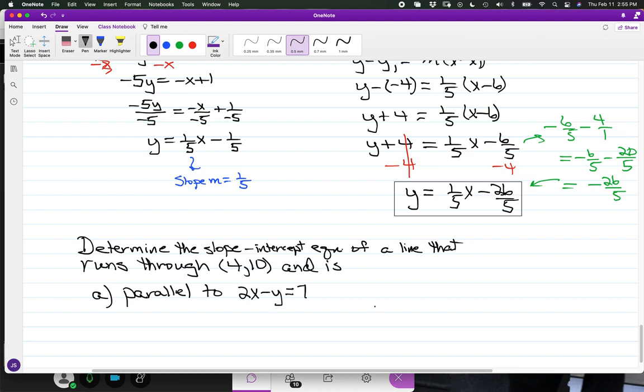And then we have the other part, still working with the same given line, and we'll be looking at that which is going to run perpendicular to 2x minus y is equal to 7. So again, we're working with the same given line. And now for the parallel and the perpendicular lines we have going through (4, 10), let's see what slope-intercept equations we get for those.